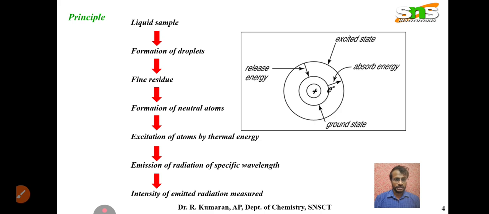A liquid sample forms droplets, which are converted into residue, and then neutral atoms are formed. The atoms are excited by thermal energy, and emit radiation of specific wavelength. The intensity of the emitted radiation is finally measured. The picture simply shows the ground state and the excited state: when the atom absorbs energy it is excited, and after that it emits, and finally the intensity of emitted radiation is measured.